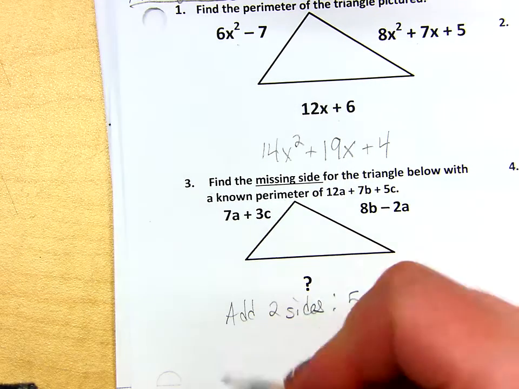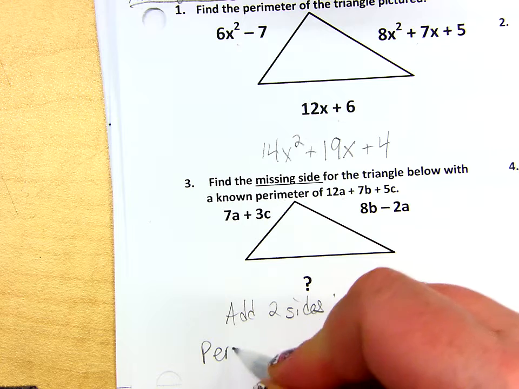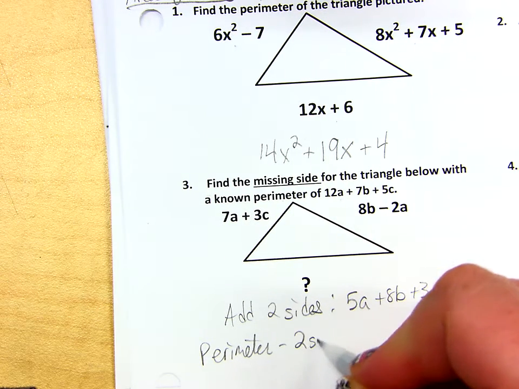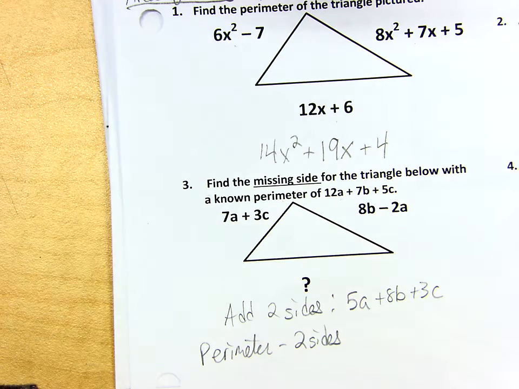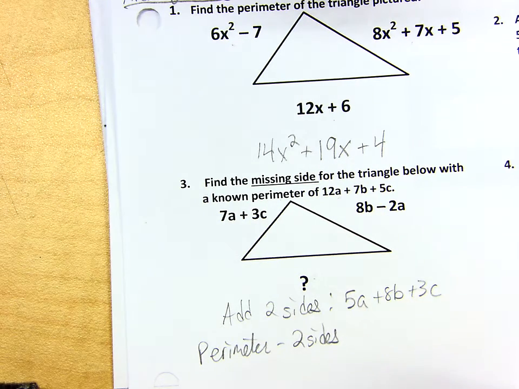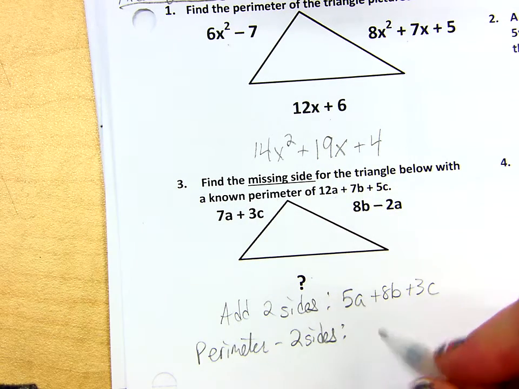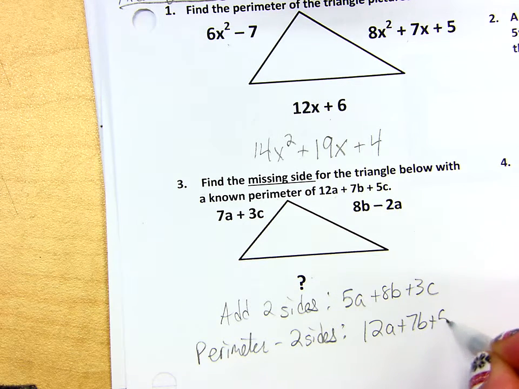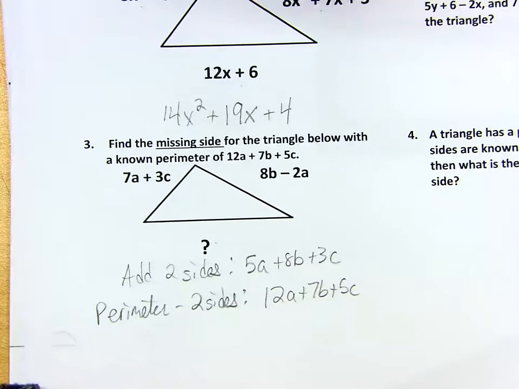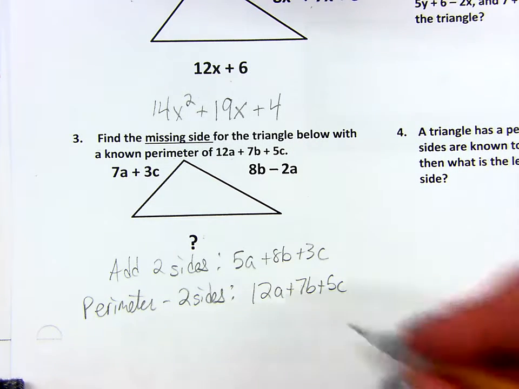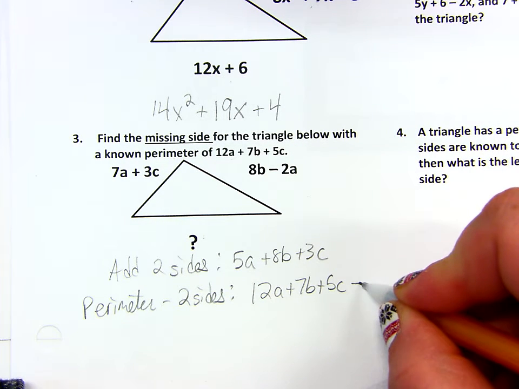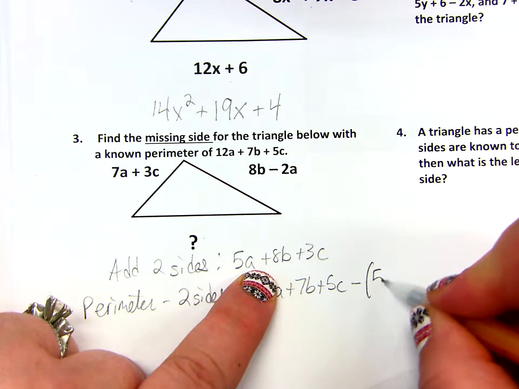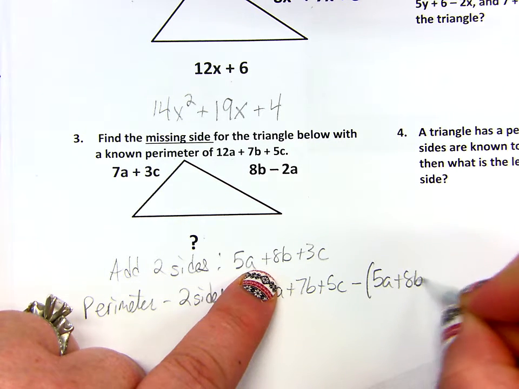Now, I'm just going to take my perimeter minus the two sides. And whatever's left will be this missing side. So the perimeter that they gave me was 12a plus 7b plus 5c. From that, I need to subtract the two sides. The two sides are all of this, 5a plus 8b plus 3c.